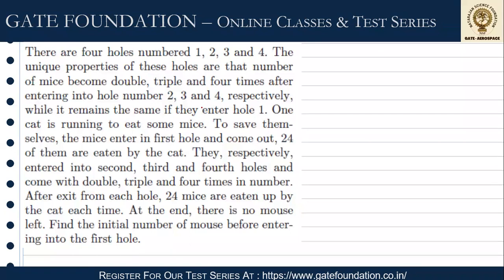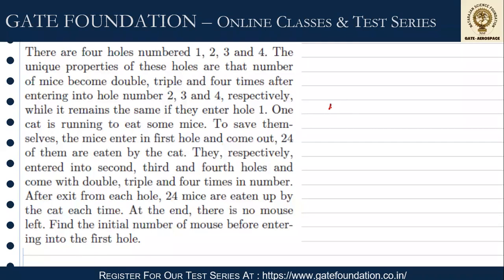When a cat is running to eat some mice, to save themselves, the mice enter the first hole, come out, and 24 of them are eaten by the cat. They respectively enter the second, third, and fourth hole and come out with double, triple, and 4 times the number. After exit from each hole, 24 mice are eaten up by the cat each time. At the end, there is no mouse left. Find the initial number of mice before entering the first hole.